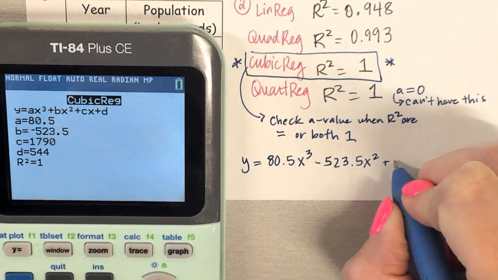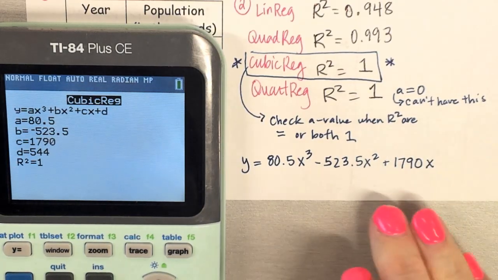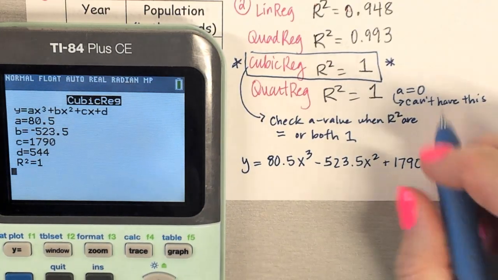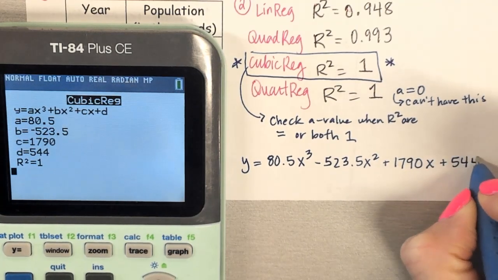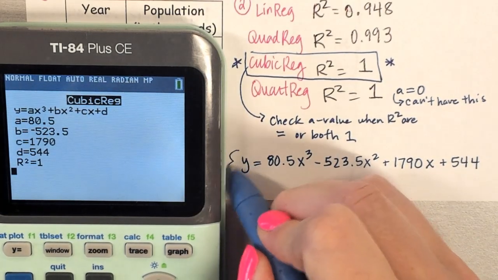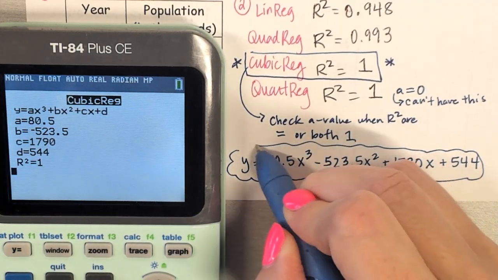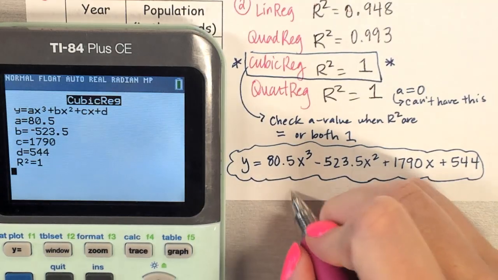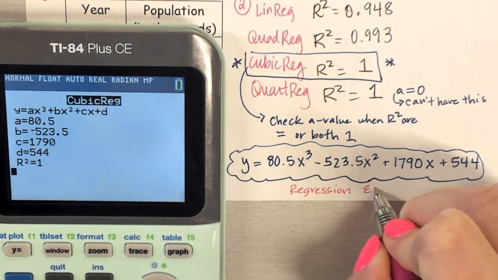If you have nothing to round to, then that's fine. You see that this one is much nicer than yesterday's? I told you guys yesterday's was a beastly equation. So this is our regression equation, and this is what we're going to use to make predictions.